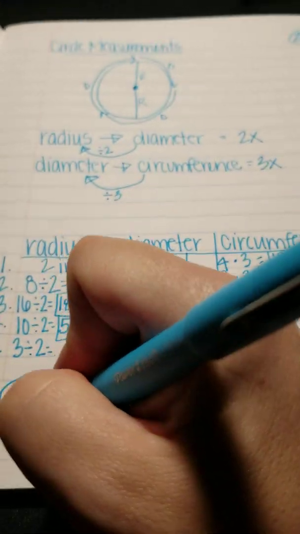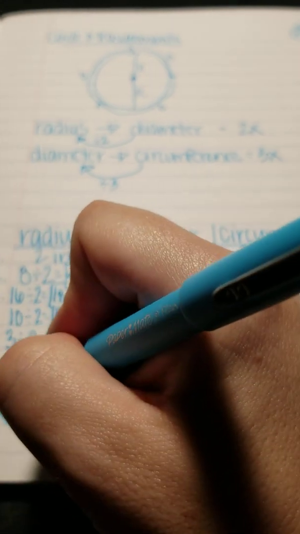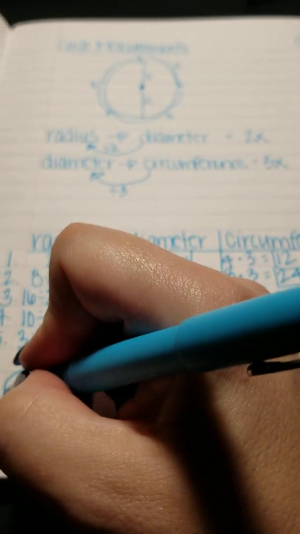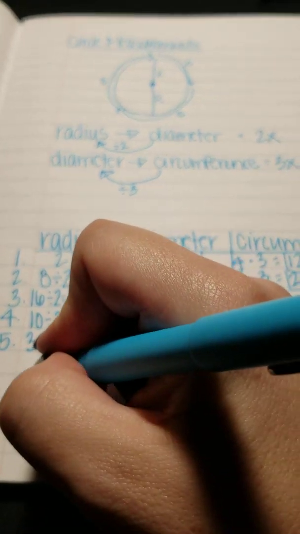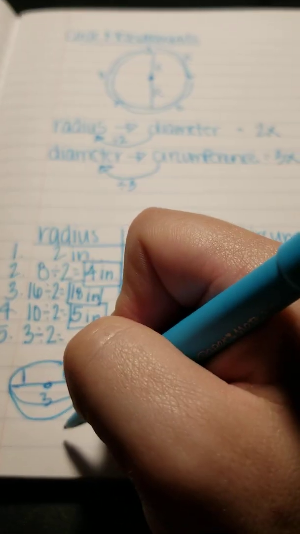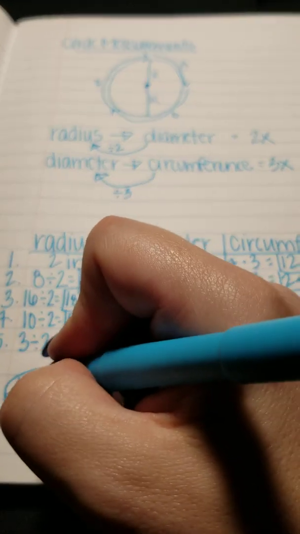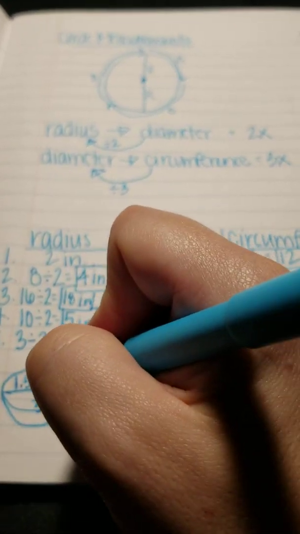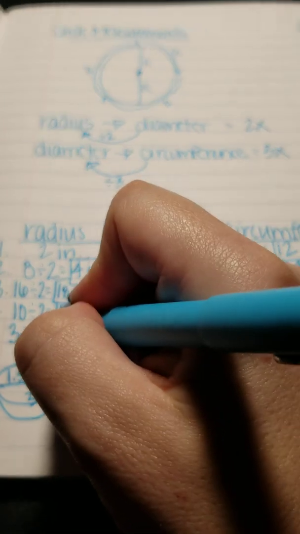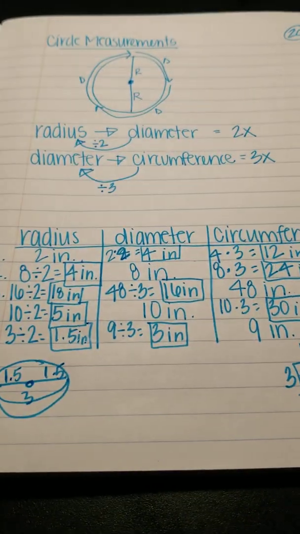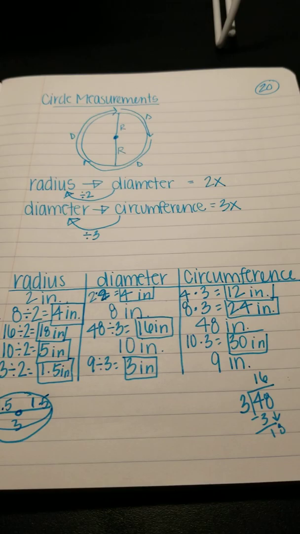If this is your circle, and this together is 3, you have 1 and 1, and then I have 1 I need to break apart, so it's 0.5 and 0.5. So it's 1.5. All right, go ahead and get these into your notes.